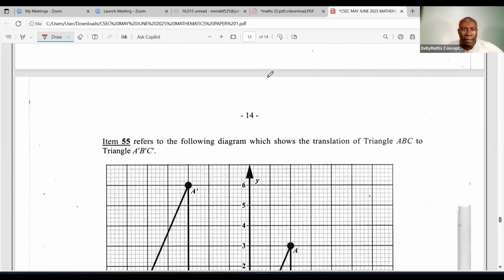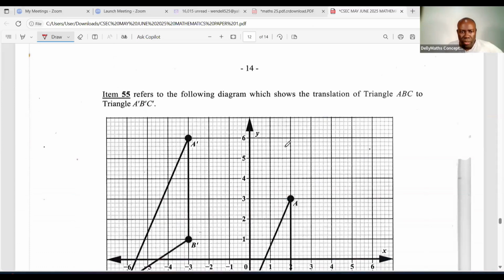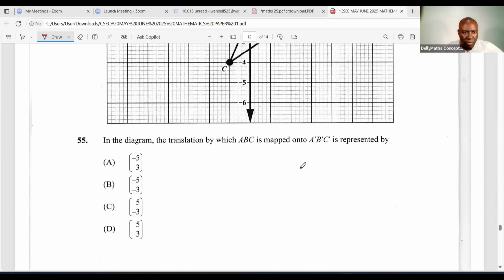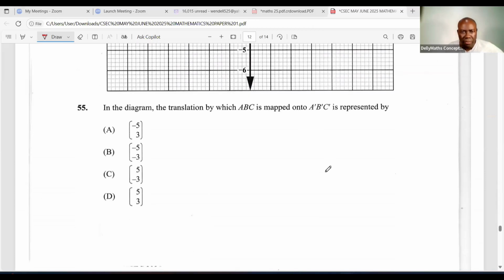All right, anyways, let's go. I see this one before. It says the diagram, the translation of ABP maps onto that, represented by what?